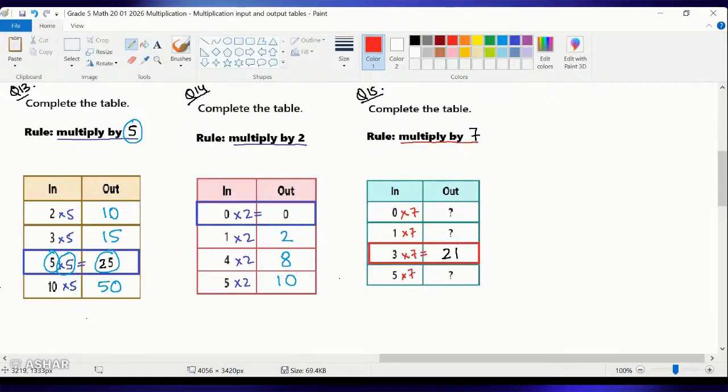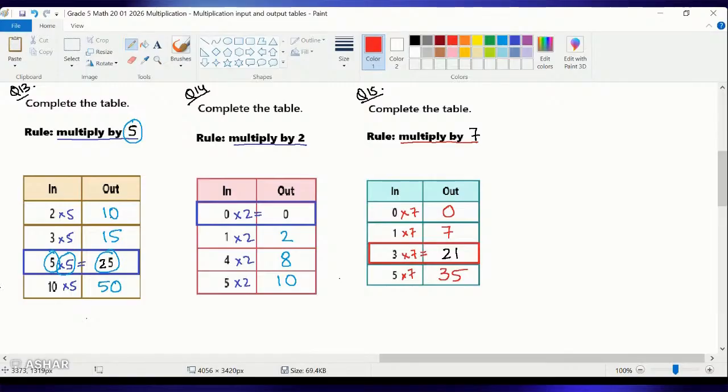Right? So what is 0 multiplied by 7, 1 multiplied by 7, and 5 multiplied by 7? So what is 0 multiplied by 7? We know the rule that if 0 is multiplied by any number, it stays as a 0. 1 multiplied by any number, it stays as the same number. So 7 multiplied by 1, it stays the 7. And 5 multiplied by 7 is, yes, 35.